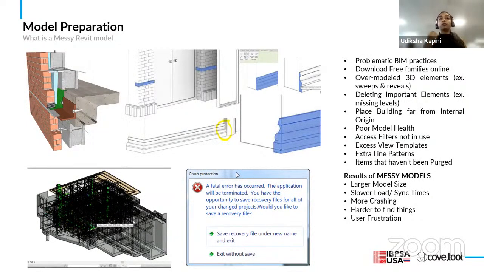Even examples of reveals and sweeps are really common. You may have excessive view templates, and in general, these are problematic BIM practices and not necessarily for energy models. Because of these excessive objects, your model can get heavy, it can get slower, it can entirely crash, of course, and we want to avoid such scenarios, especially when you want to translate data more effectively.